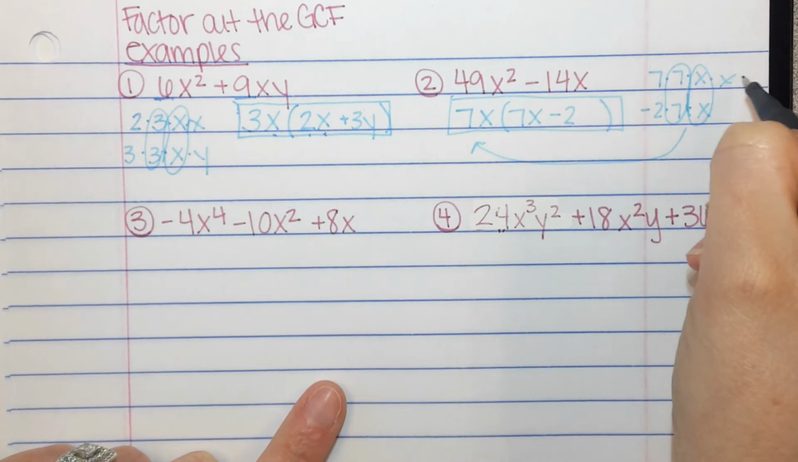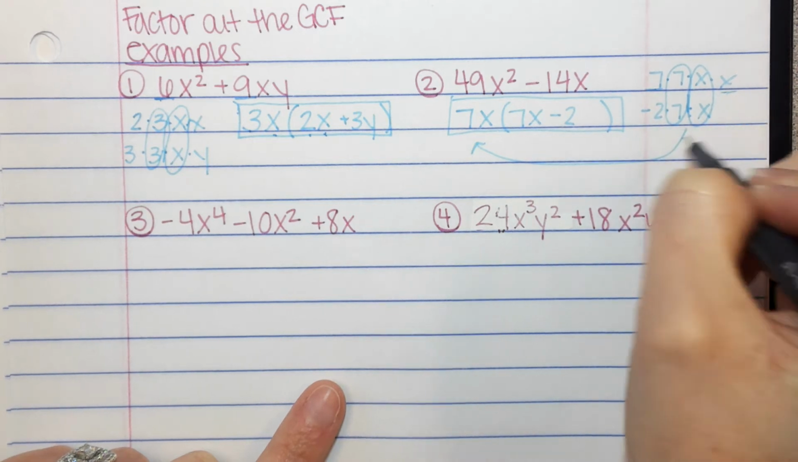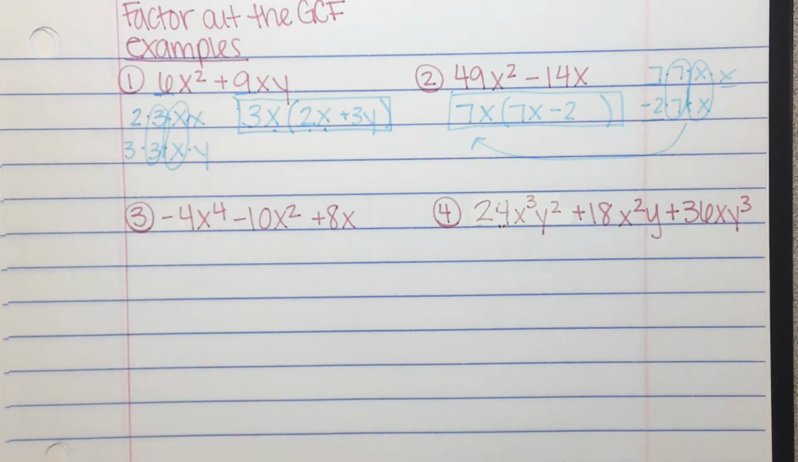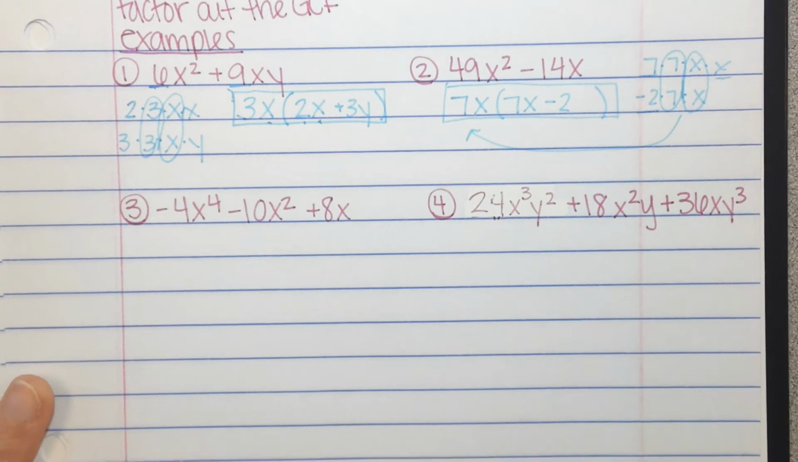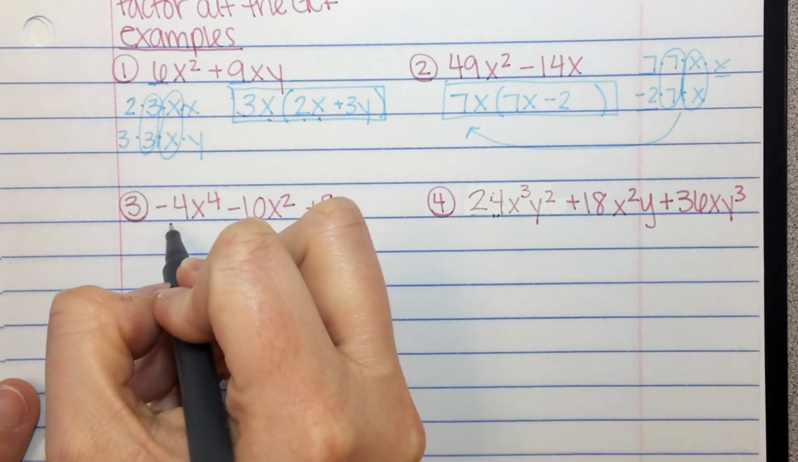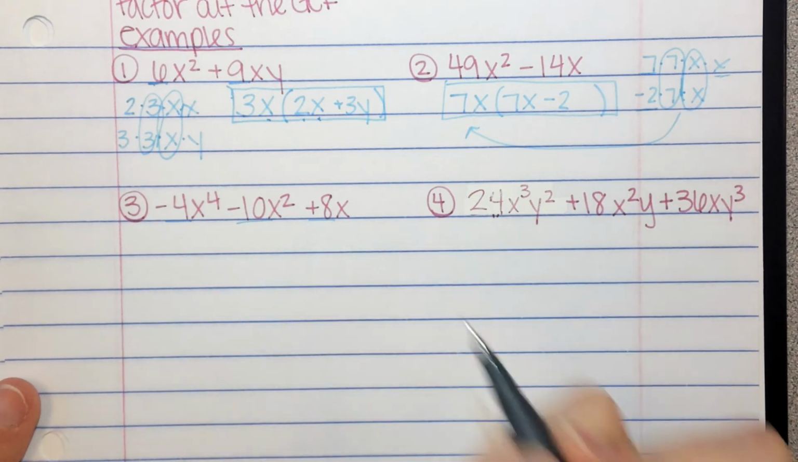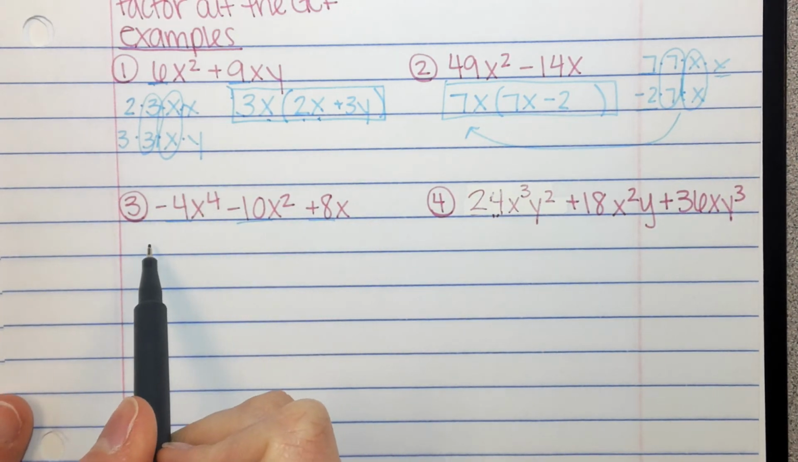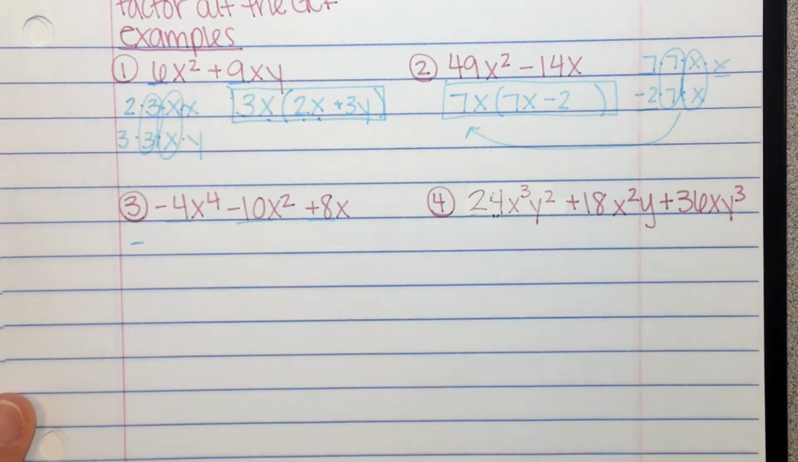And then you had a 7x on top and a -2 on the bottom. Okay, so like I said, either way works for me, whichever is easiest for you. Okay, so let's do a couple more examples. If we look at this next expression, we have a -4, a -10, and an 8. If your front coefficient is negative, then that means there's going to be a negative in your GCF. Go ahead and pull that out.